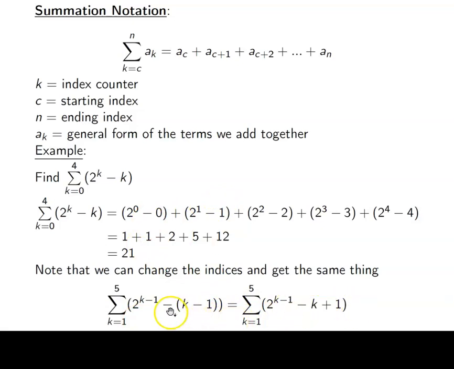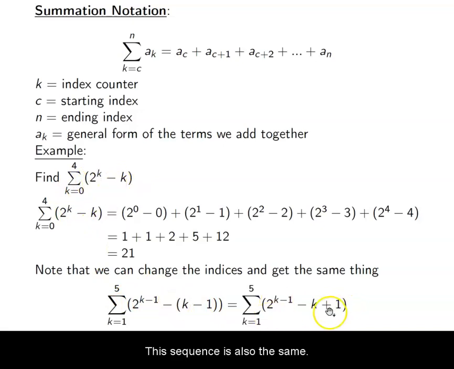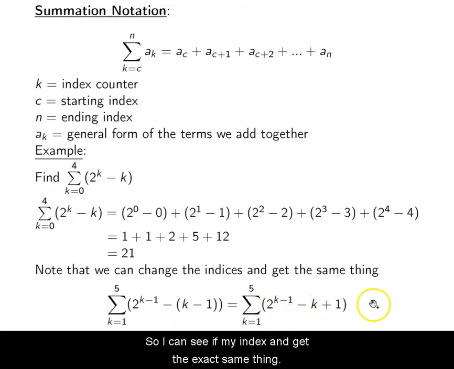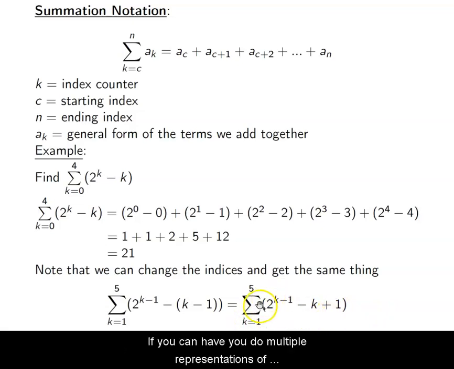Here all I did was distribute this negative sign, so it looks like this. So this sequence is the same as the one I started with. This sequence is also the same sequence. So I can shift my index and get the exact same thing. Summations are kind of funny that way: you can have multiple representations of the exact same sequence of numbers. We're not going to get too much into that, that's more of an advanced thing, but I just want you to be aware that you can have the same sequence under different representations.